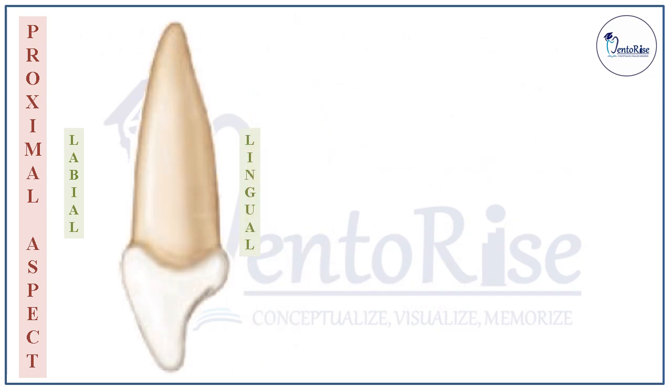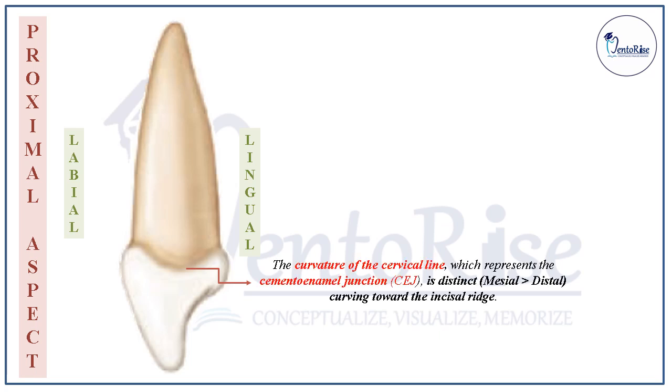Talking about the curvature of the cervical line, which represents the cemento-enamel junction, the curvature of the cervical line is towards the incisal ridge. This curvature is more on the mesial aspect of primary maxillary central incisor than on the distal aspect.